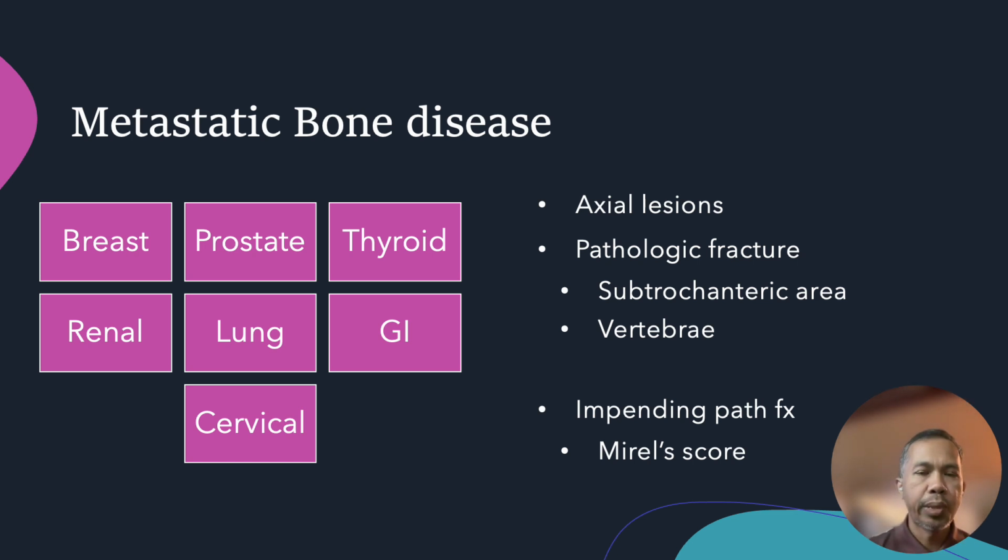You have different X-ray appearances of metastatic bone disease. For example, if you have a breast mets, usually the X-ray appearance shall be mixed. You will have both lytic and blastic. For your prostate, you have purely blastic. For your thyroid, lytic. Renal, lytic. Lungs, mixed. For your GI and cervical, you will have lytic.